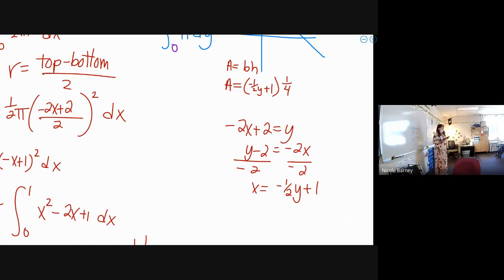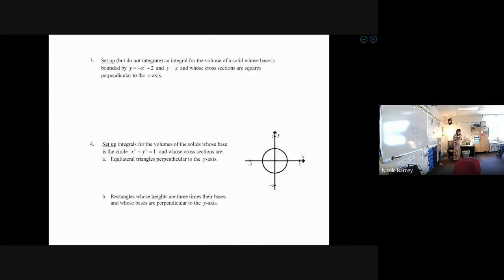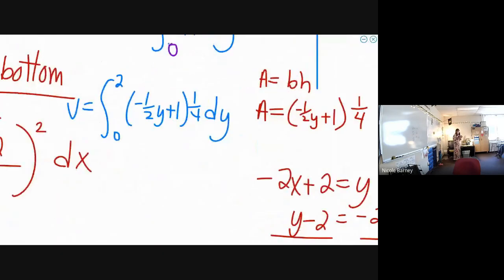Does everybody understand why I have it in terms of y, and how I got it in terms of y? Okay, so from 0 to 2 of that, and we could multiply that in if you wanted, but since we're just setting it up, you don't have to. And that could be it. I think we should integrate it just to see. Oh, let's look at another one. I was with you there. It was just negative 1/2 y plus 1 times 1/4 dy.